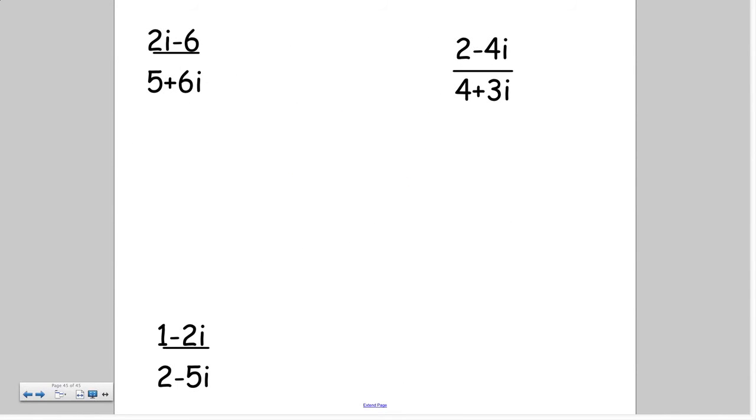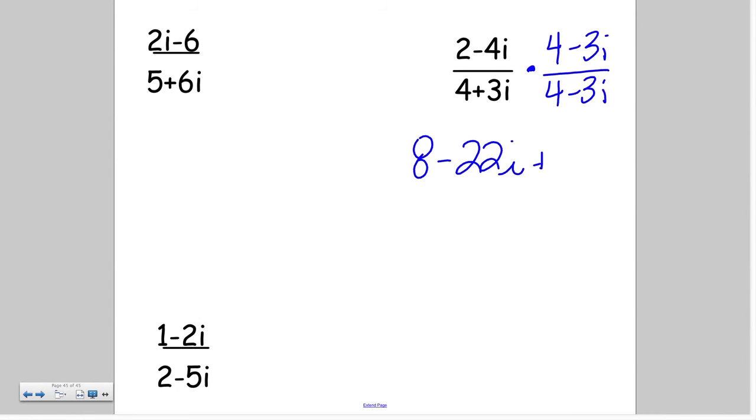Alright, the bottom of my denominator is 4 plus 3i, so I'm going to multiply by its conjugate, 4 minus 3i. Then I'm going to do my box method on the top, and then I'm going to have to do it again on the bottom. And I'm going to do the shortcut. So if I do the top, I'm going to have 8 minus 22i plus 12i squared. And I've simplified everything, and that's what I'm left with.